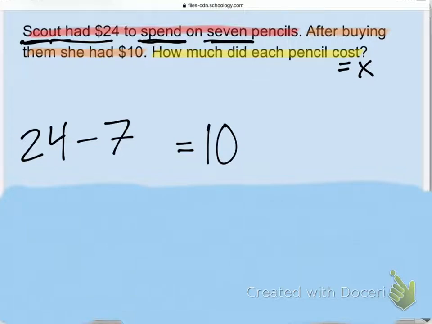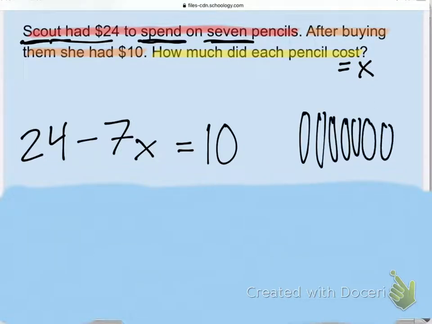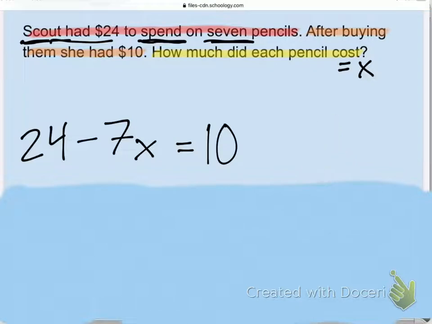Where does my x go? With which number does my x go? Izzy says 7, and she is correct because each pencil costs x, and there are 7 pencils. So it's that multiplying, because like I said before, if we had 1, 2, 3, 4, 5, 6, 7 pencils and they each cost x, it would be 7x.